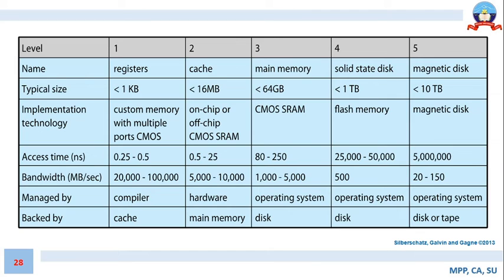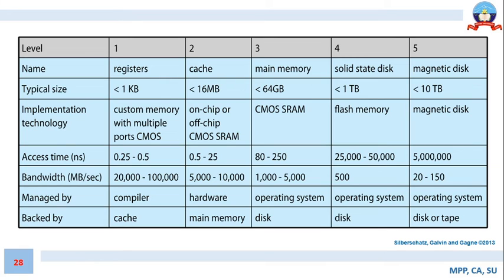Now implementation technology. Registers use custom memory with multiple ports, CMOS. In the case of cache, it is on-chip or off-chip CMOS. In the case of main memory you have CMOS SRAM. In the case of solid state disk you have flash memory. In the case of magnetic disk you have magnetized disks. So these are the technologies that are used.